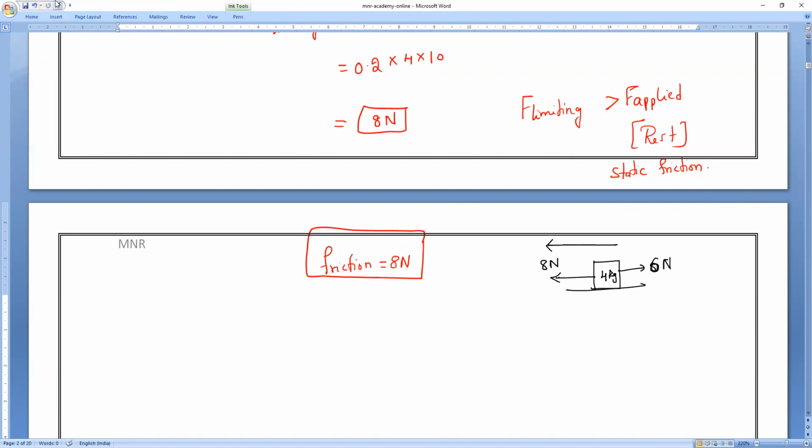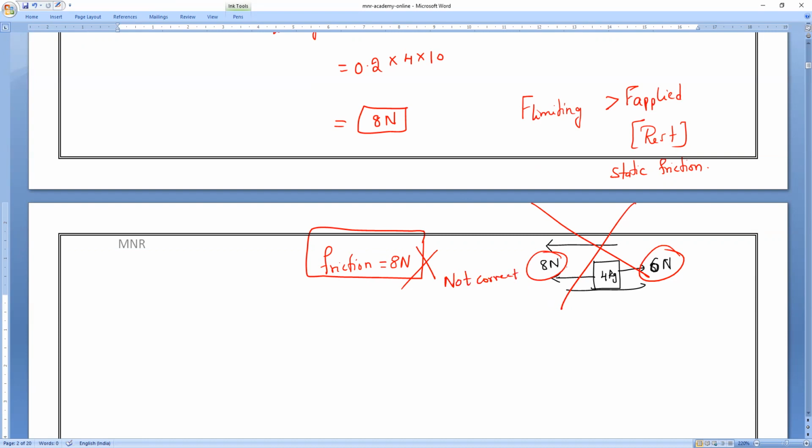Am I right or wrong, Mr. Rudreswar? Clear? Yes, sir. Body has to move. Am I right, Pradosh? If the frictional force is greater than the applied force, the body has to move. Am I right or wrong? Yes, sir. But it is a static friction. So is your answer right or wrong? Wrong. Do you understand what I'm saying?